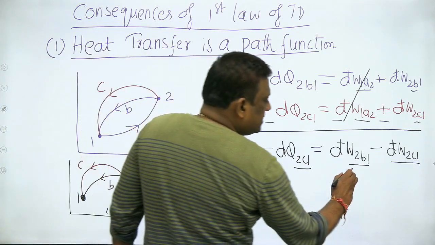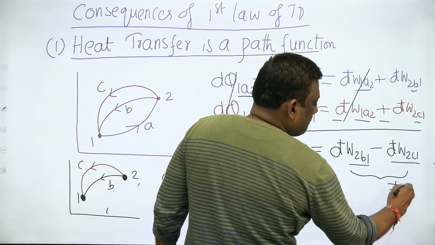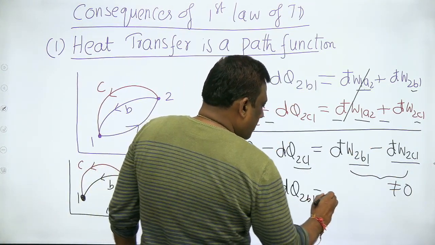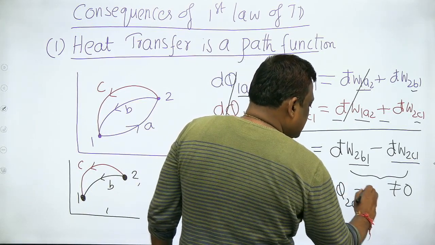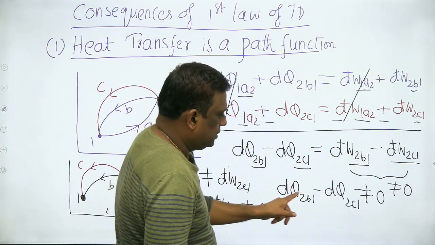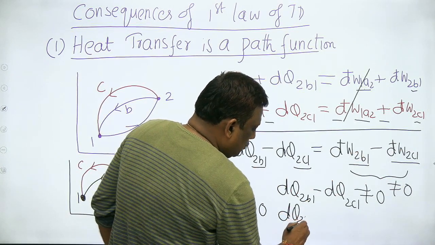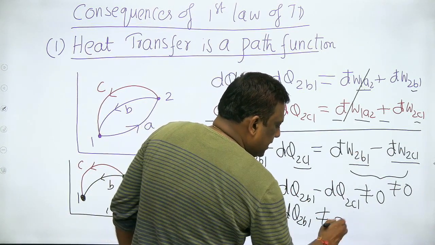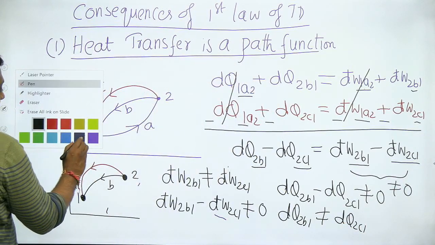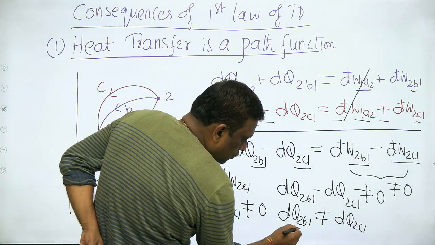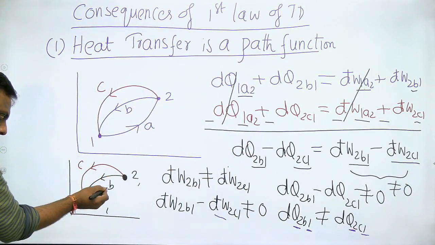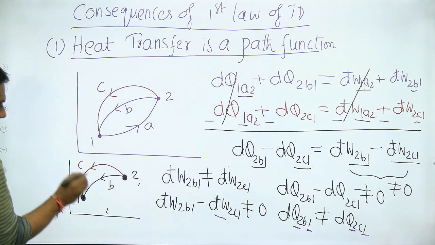This means this term is not 0. When this is not 0, heat transfer in 2B1 minus heat transfer in 2C1 is not 0, since both are equal. It means heat transfer in 2B1, taking it to the other side, is not equal to heat transfer in 2C1. What does it mean? Let us analyze thoroughly. The endpoints 2 and 1 are the same. For B and C, what is the same? I repeat, for B and C, what is the same?